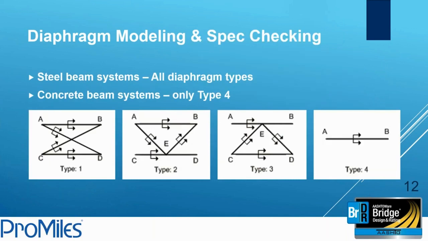These are the different shapes of diaphragms that are allowed in BrDR. All the shapes are allowed for steel diaphragms, from type 1 to type 4. Only type 4 is allowed for concrete diaphragms. We do spec checking of all types of diaphragms except for a type 4 diaphragm when it is made of a concrete material.